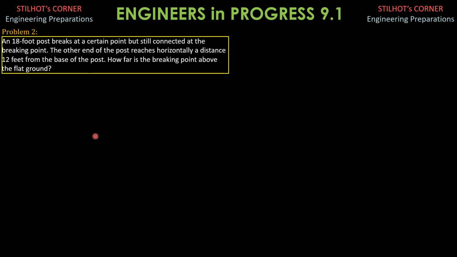Imagine this is the vertical post, 18 feet high. The breaking point above the ground, we will call X. Then it breaks, so it will fall like that. It will form a right triangle. The longer segment would be the hypotenuse of the right triangle, and it is 18 minus X, because we called the height of the breaking point above the flat ground X. So this would be 18 minus X, the hypotenuse, and this horizontal distance would be 12 feet.